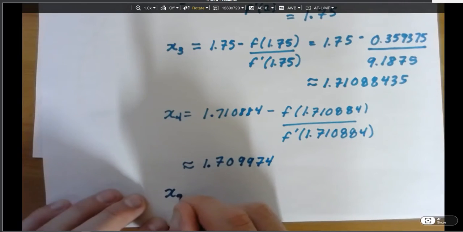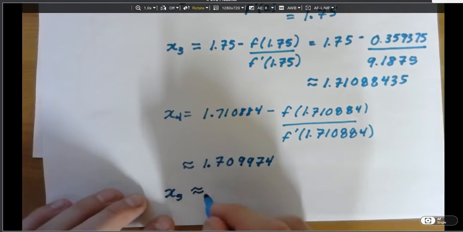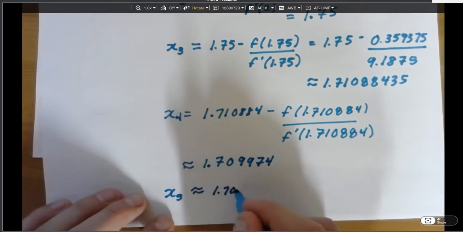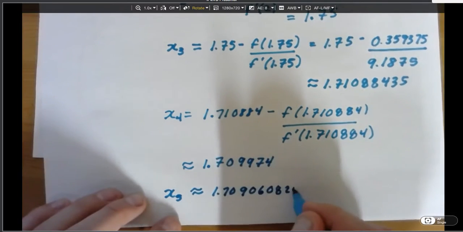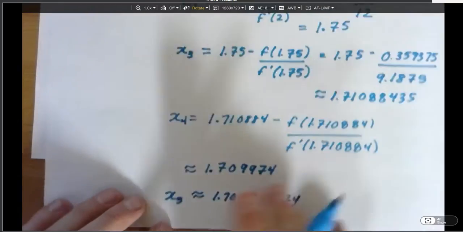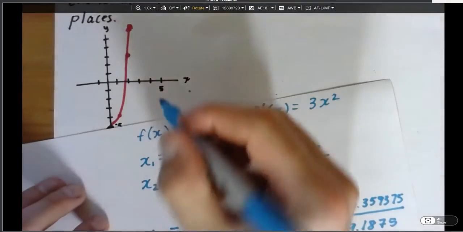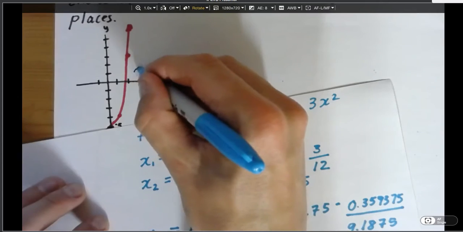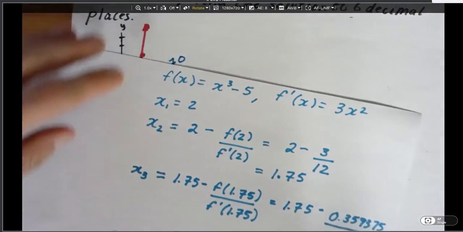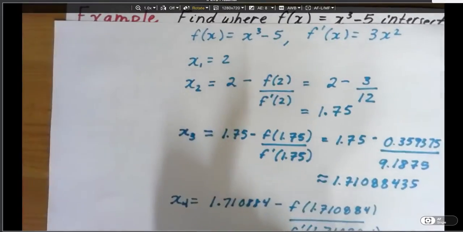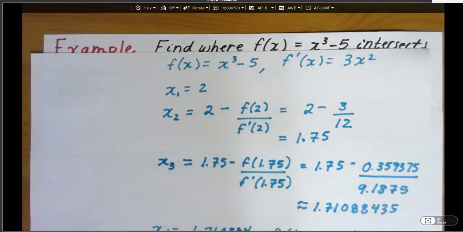If I went one more iteration after this, I'm not going to do that here, but when I got to the fifth one, I was approximately 1.709060824. So you can see that zero from my graph, this zero right here, is approximately 1.70. That is using Newton's method in order to find the zero of a differentiable function. If you have any questions or comments, go ahead and type them below, and we'll see you next time.